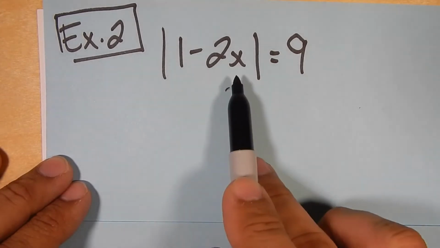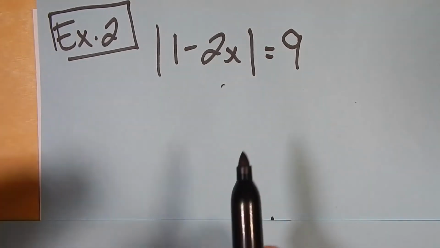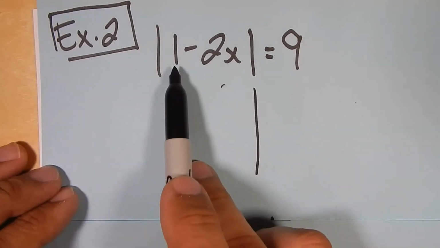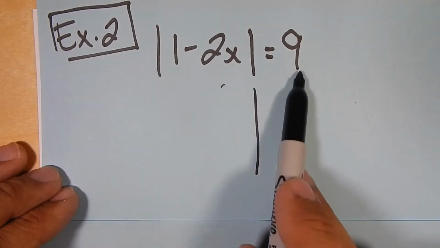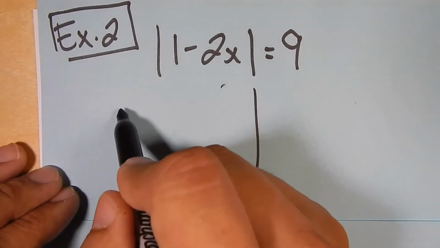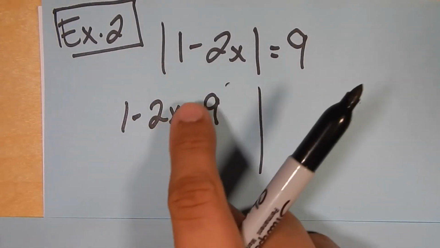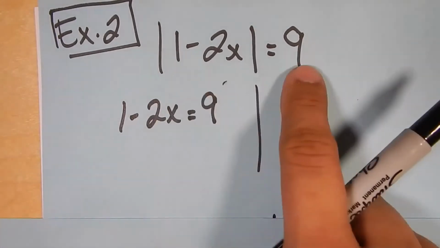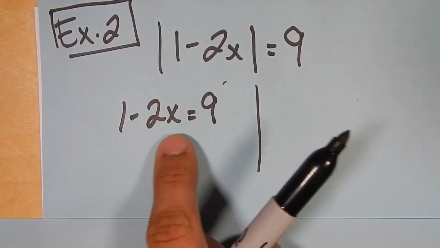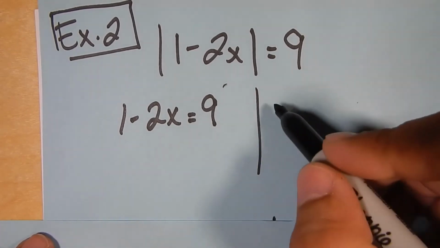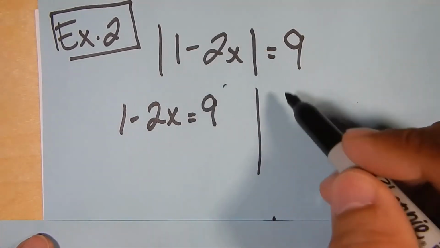So we've got 1 minus 2x. We're going to split this into two equations. And the way that we do that is we write it exactly as it is without the bars. So 1 minus 2x is 9. Like I said, you take this exactly as it appears without the bars. 1 minus 2x is 9. Then we're going to keep this side the same, 1 minus 2x.